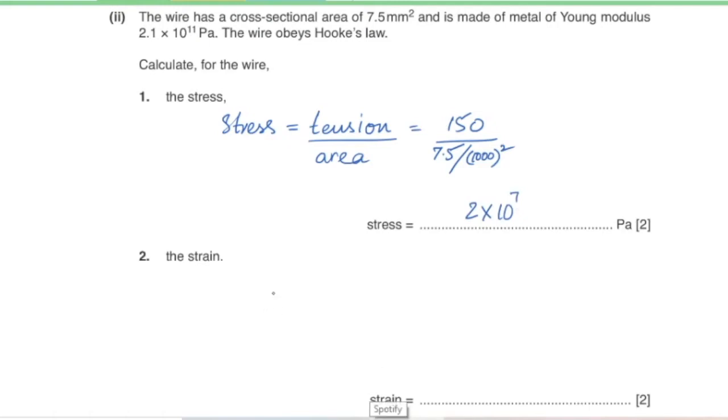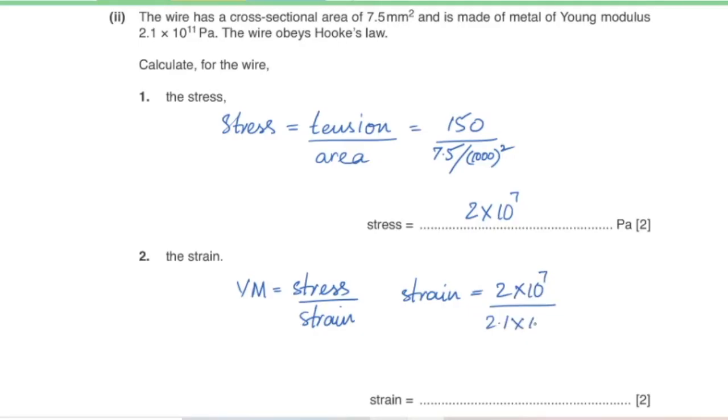The strain for the wire: we can use the formula Young modulus is equal to stress over strain, where strain is equal to the stress, which is 2 into 10 to the power 7 in the wire, divided by the Young modulus of the wire, which is 2.1 into 10 to the power of 11, and we get a strain of 9.5 into 10 to the power of -5 with no units.